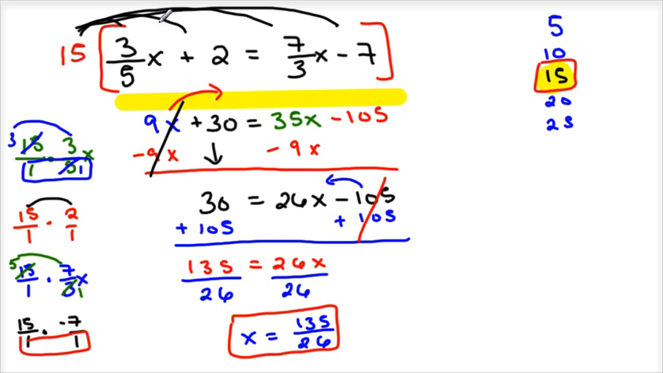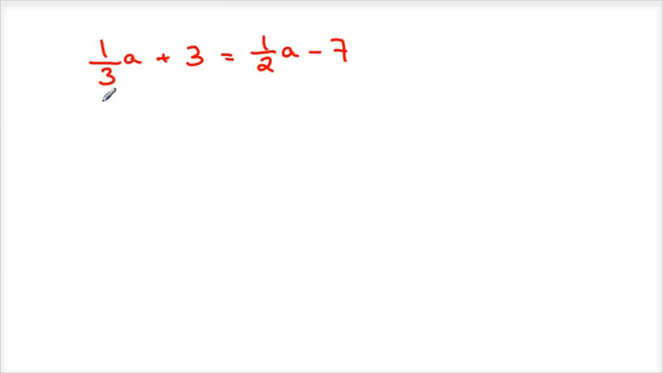Let's take a look at another example here. 1/3 a plus 2 equals 1/2 a minus 7. Again, I'm going to look at my denominators. I have 3, 2, and then these here with imaginary 1s. My highest denominator is 3. Let's look at the multiples of 3: 3, 6, 9, 12, and so on.